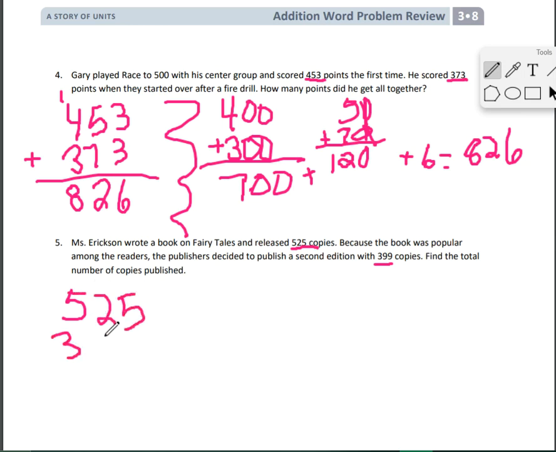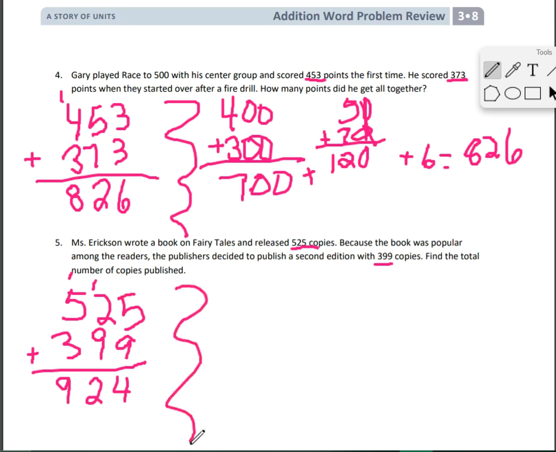We're at 399. 9 plus 5 is 14. 9 plus 2 is 11, and 1 more is 12. 3 plus 5 is 8, and 1 more is 9. Okay, and let's check that.